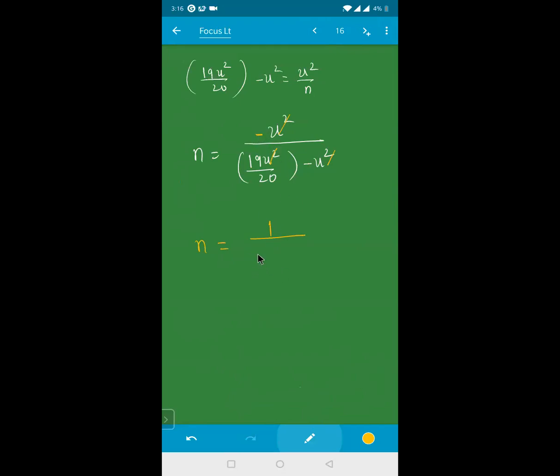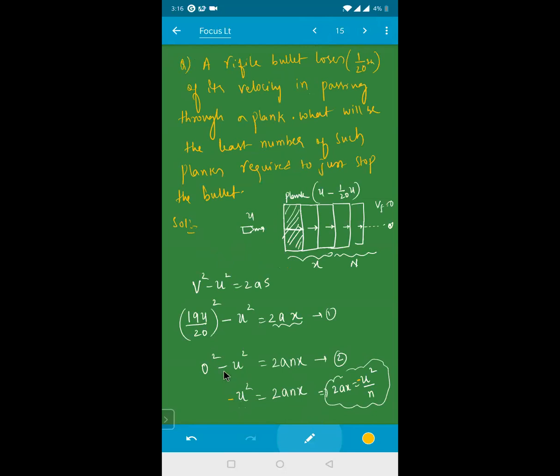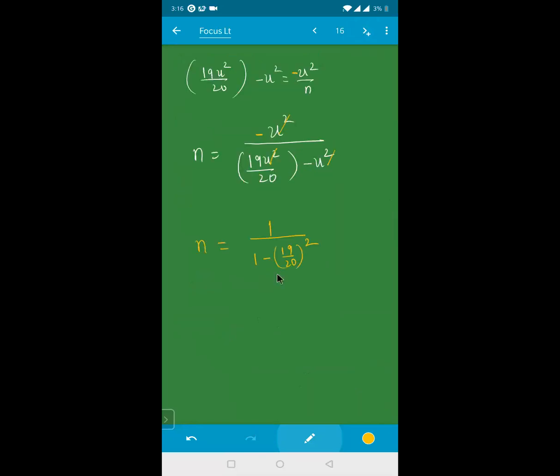If I take this minus out, this can be written as 1 minus, and this will become 19 by 20 whole square. Here also minus will come. See, in this one we are having minus only, na. Minus u square is equal to 2a into n into x part of the relation, isn't it? So u square will get cancelled. If I remove this minus sign, 1 will be here, and this will go on this side. So n is equal to 1 by 1 minus 19 by 20 whole square, isn't it?